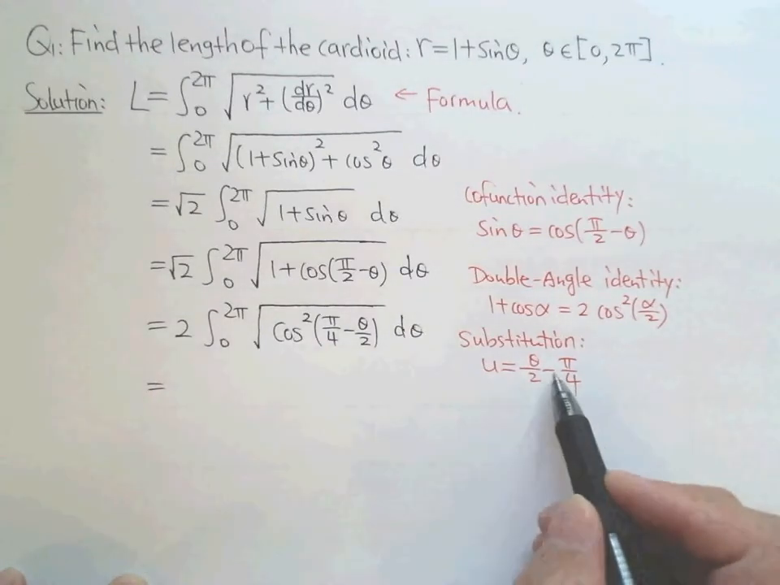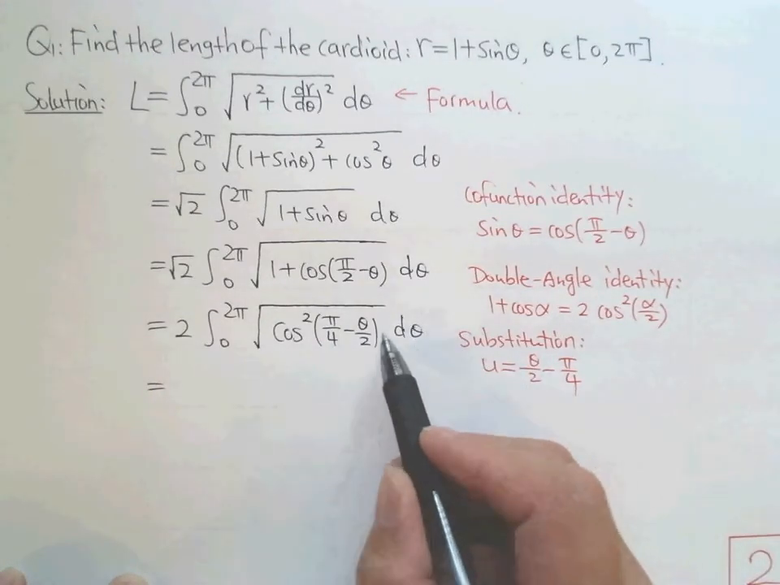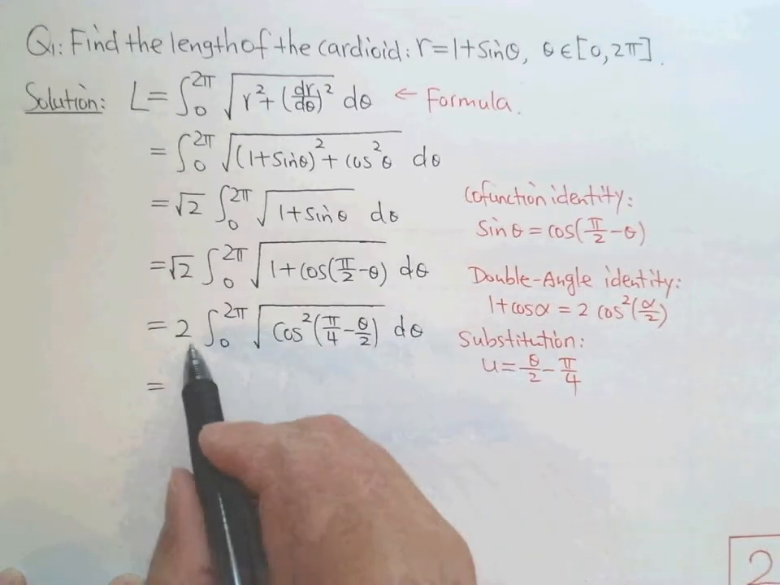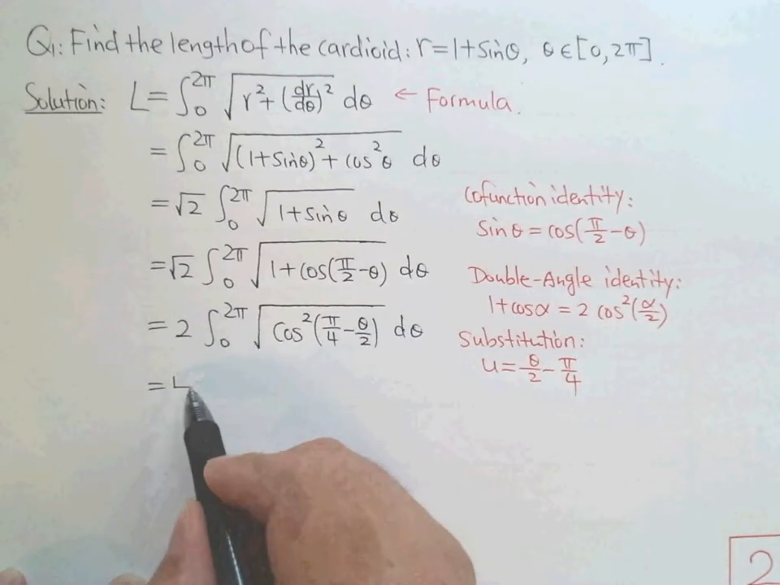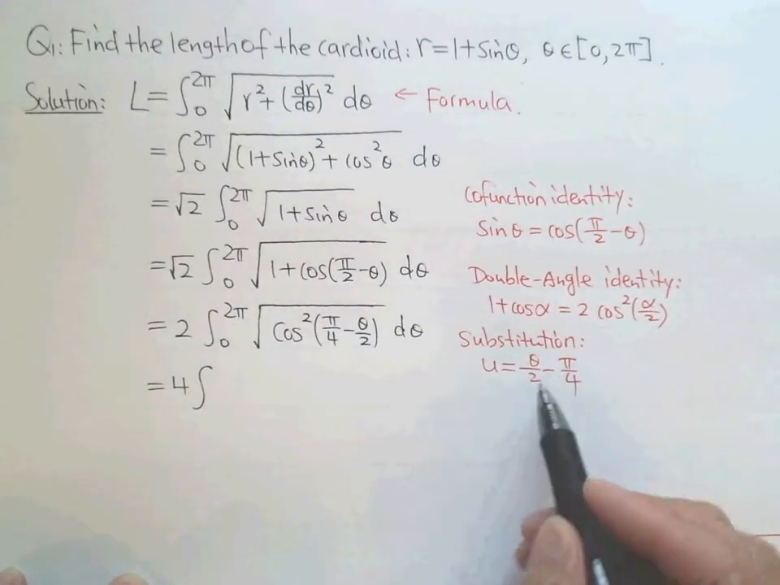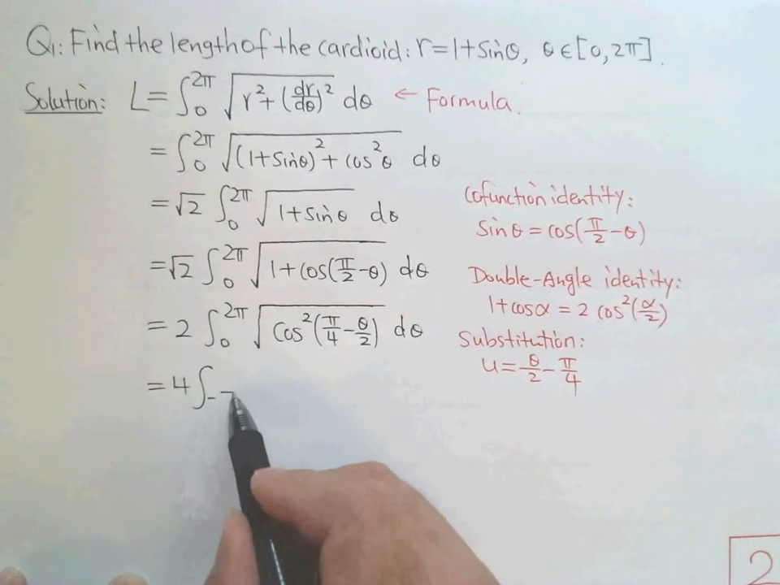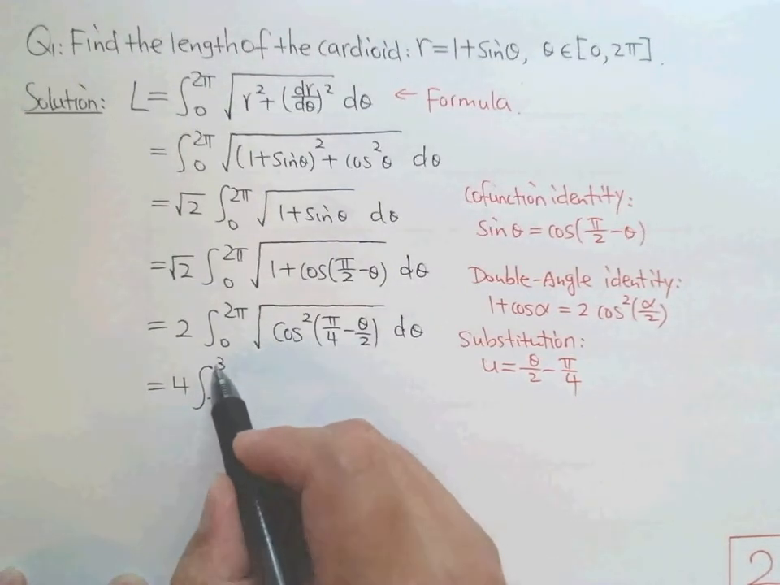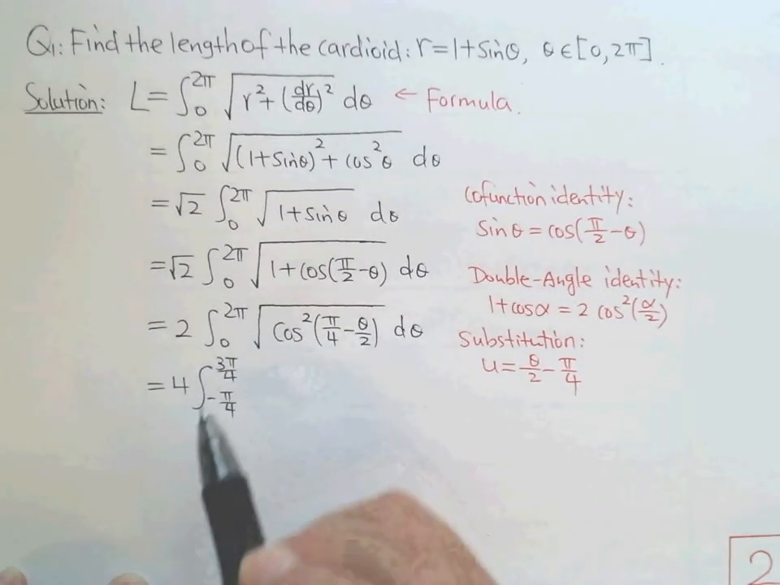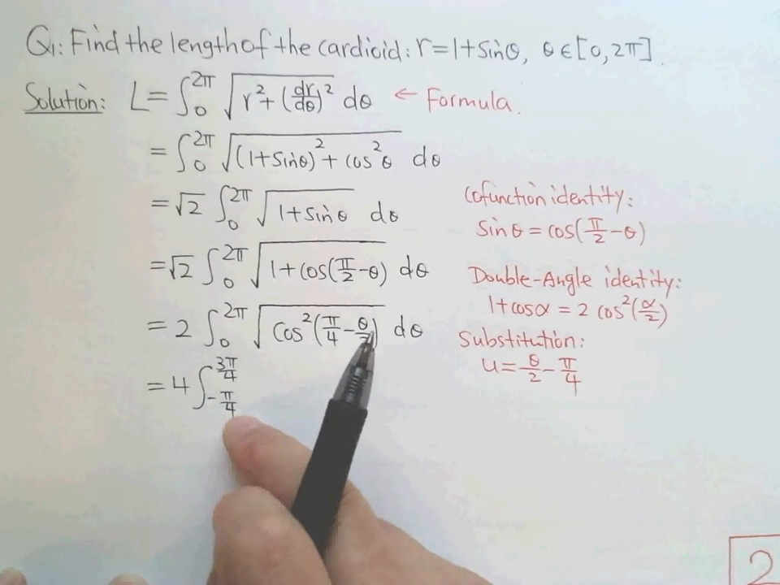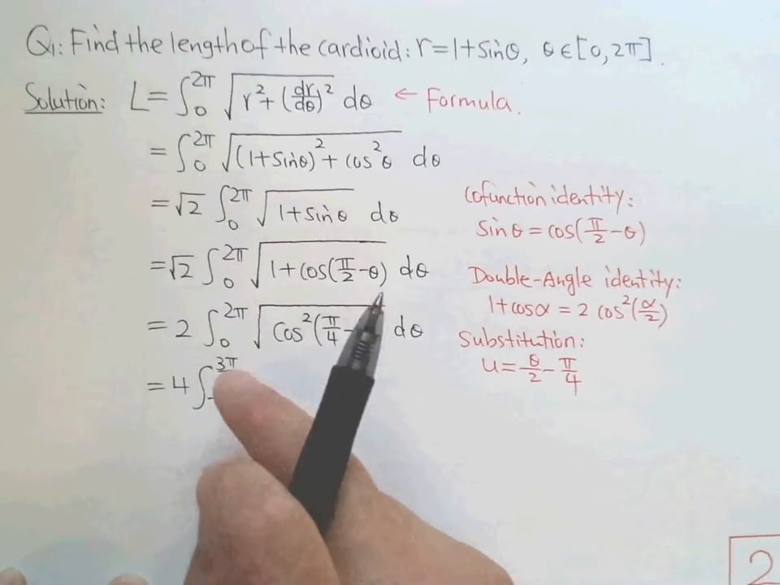After we do the substitution, d theta changes to du, right? d theta is 2 du. Therefore 2 times 2 makes 4. And this time the limits, you're going to find, are what we like: from negative pi over 4 to 3 pi over 4. So it goes through the fourth quadrant, the first quadrant, and then to the second quadrant, right?